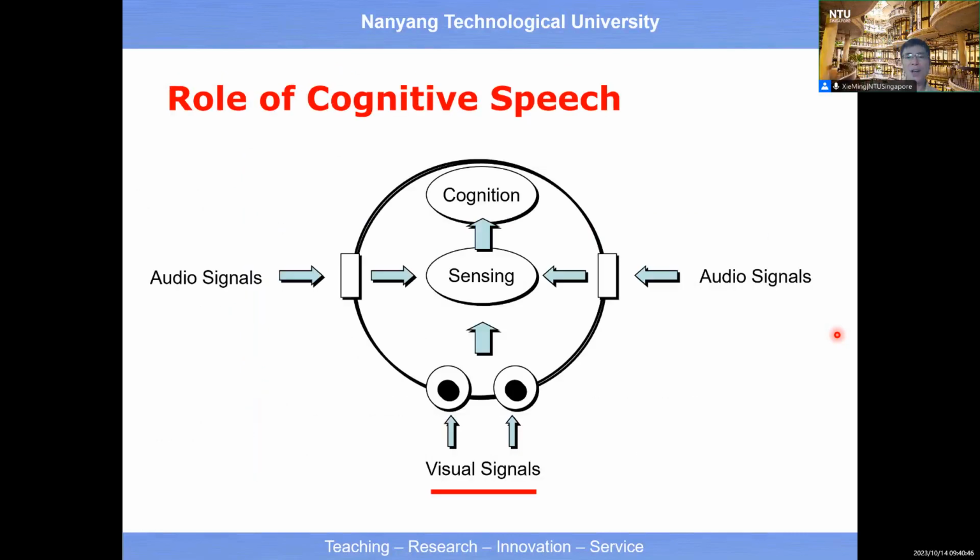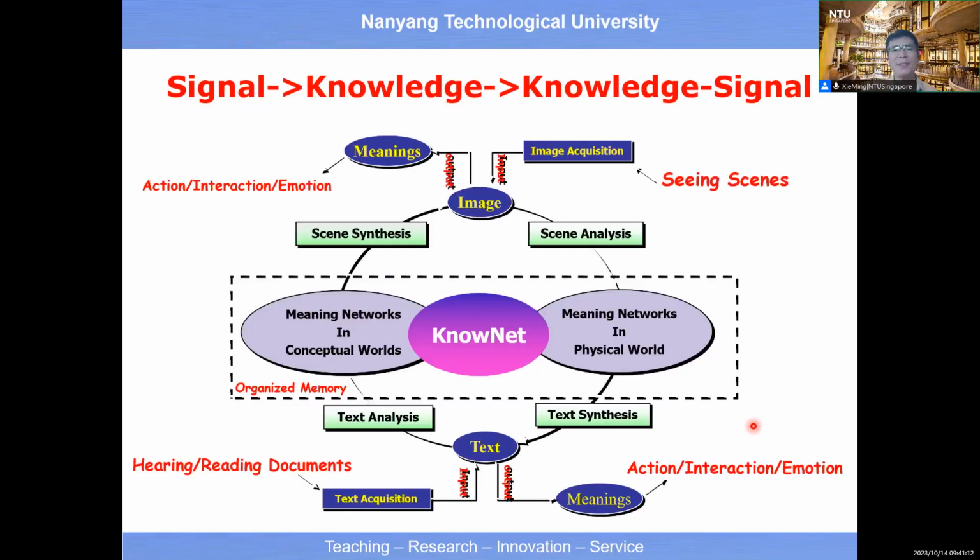Right? So now you will see the audio signal is also very, very important. Just now I mentioned, the visual signal has number one importance. Audio has number two importance. These are the two most important signals to human being, but also to machine, right? Okay. And now you see again this slide, okay?